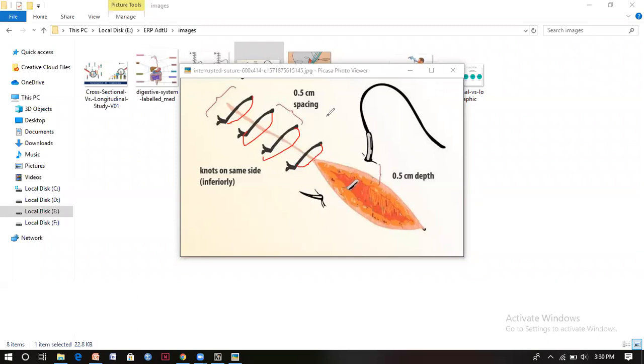In interrupted suture, you remove the suture one by one. What we used to do is go alternatively. If we are cutting, we start from after one. We used to check whether the wound is healed or not, whether there is any discontinuation or breakage in the wound. And after that, we used to cut alternatively.